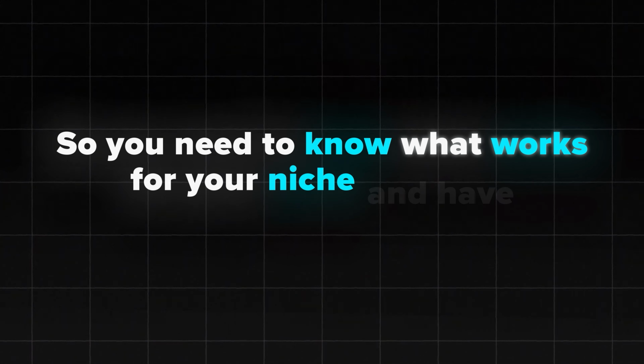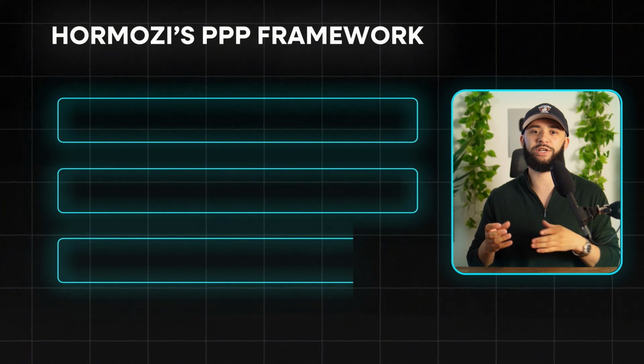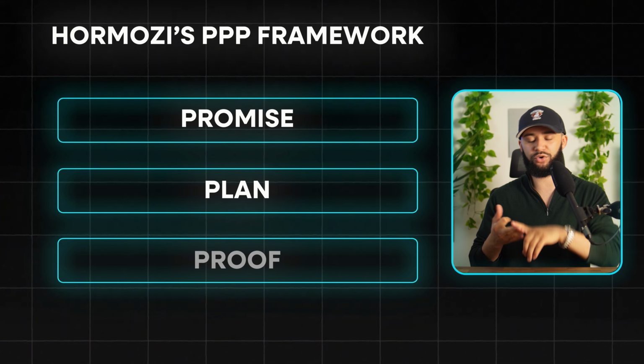To future-proof, you also need to improve your intros and hooks, so you need to know what works for your niche and have a good formula for them. For example, if you're delivering content which is educational, Alex Hormozi's Triple P framework is perfect. Promise, plan, and proof. The basic idea here is in the hook you deliver to the viewer a promise on what they will get out of the video.